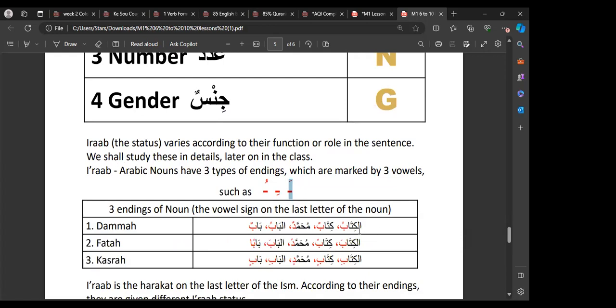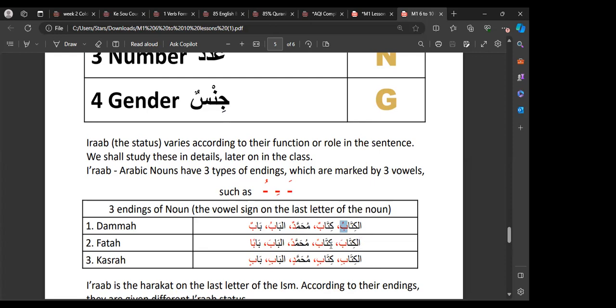So, Dhamma: al-kitabu, kitabun, Muhammadun, al-babu, and babun. The meanings of the words at this point is not important. The main thing is that you see that the end letter ends in a Dhamma, either one Dhamma, singular, or a Dhammatain, two Dhammas. So the main point is all of those words end in a Dhamma.